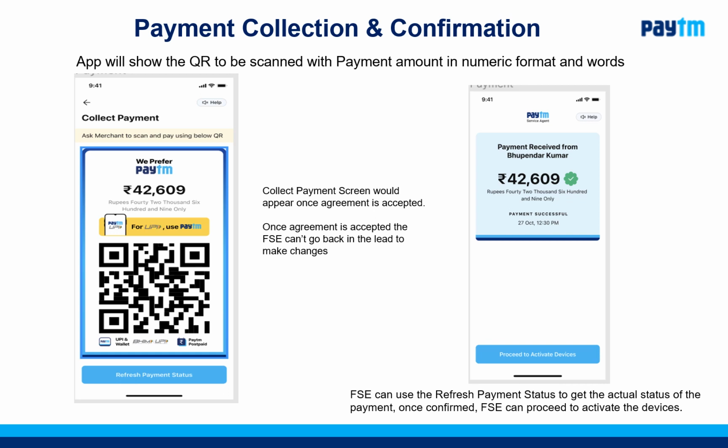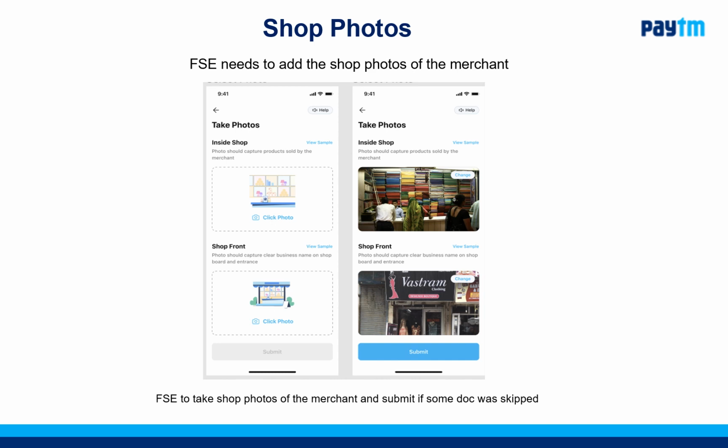So after the payment selection, it will ask for shop photos. One has to take the shop inside photo to give the category verification, and the other one is the shop front photo to show the board very clearly. Please ensure the shop front photo has the board very clearly.